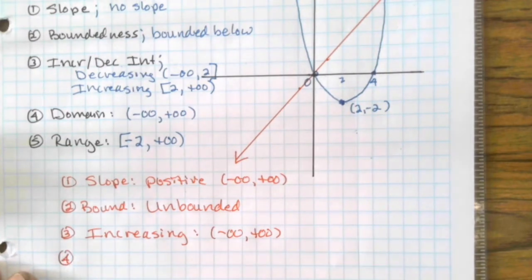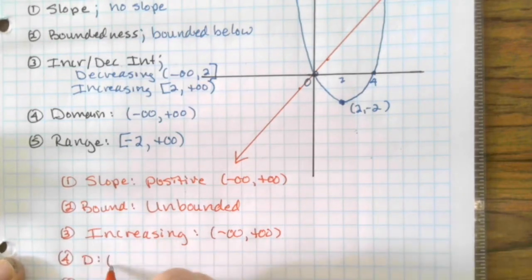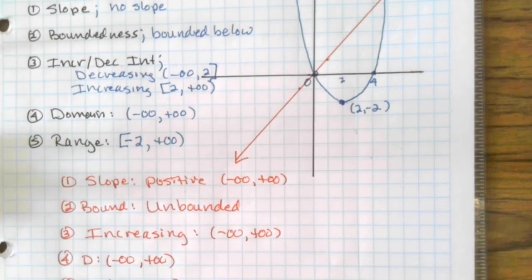Number 4, and we talked about this on the first page, domain and range are always, in a line with slope, negative infinity to positive infinity. All lines with slope have domain and range negative infinity to positive infinity.